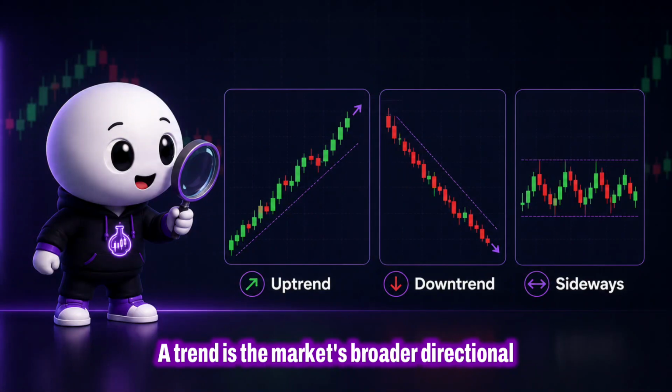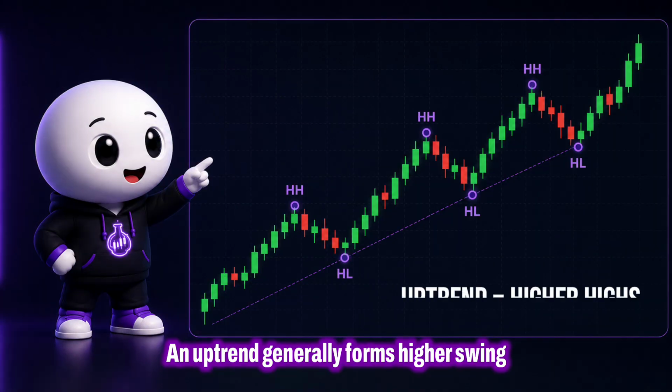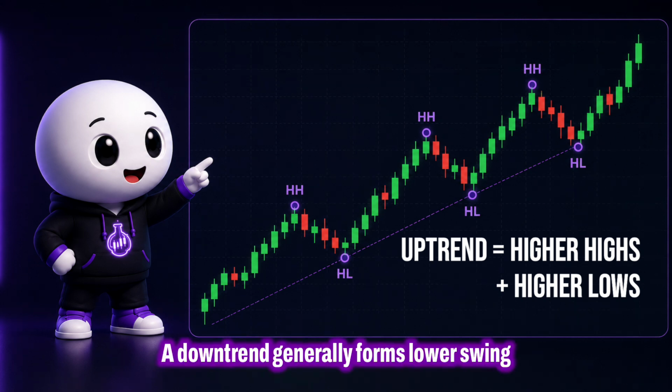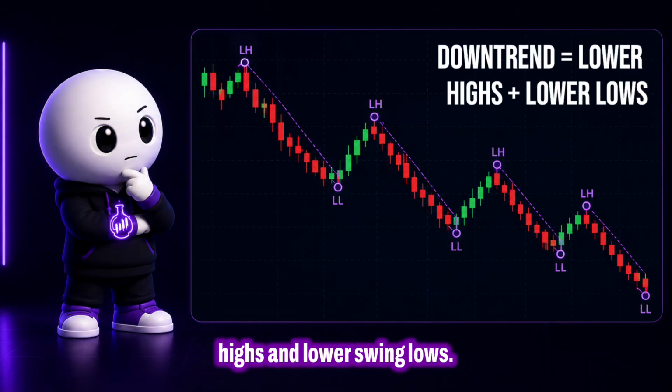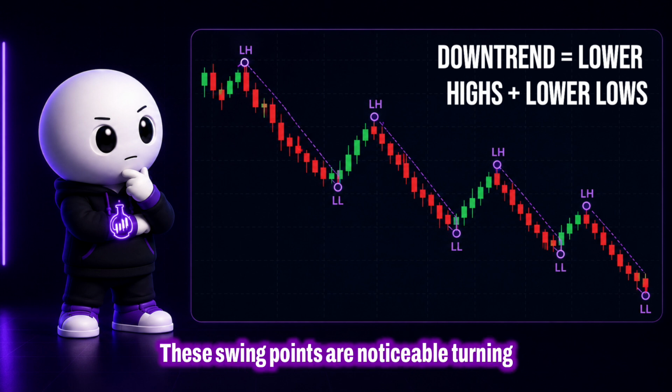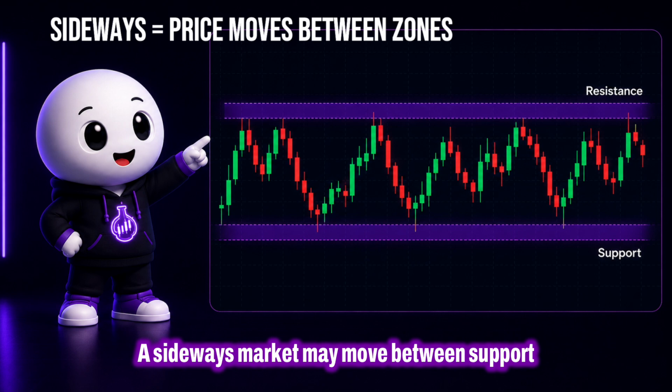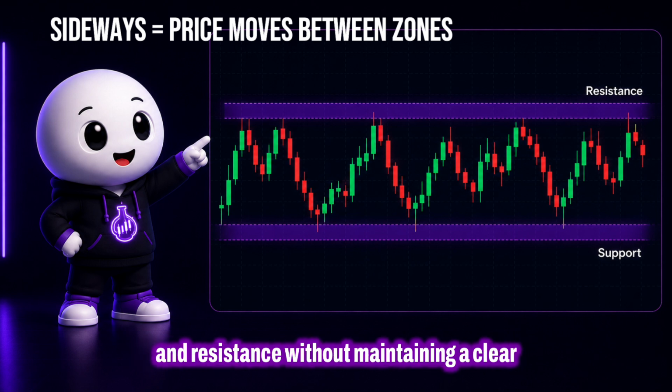A trend is the market's broader directional behavior. An uptrend generally forms higher swing highs and higher swing lows. A downtrend generally forms lower swing highs and lower swing lows. These swing points are noticeable turning points in price. A sideways market may move between support and resistance without maintaining a clear direction.